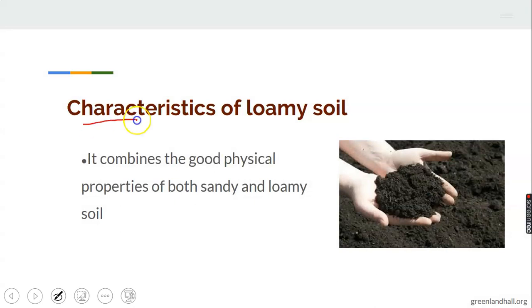Characteristics of loamy soil. Loamy soil combines the good physical properties of both sandy and clay soil. This is a very good example of loamy soil. With the color, you can easily identify that this is a loamy soil. It combines the good physical properties of both sandy soil and clay soil.